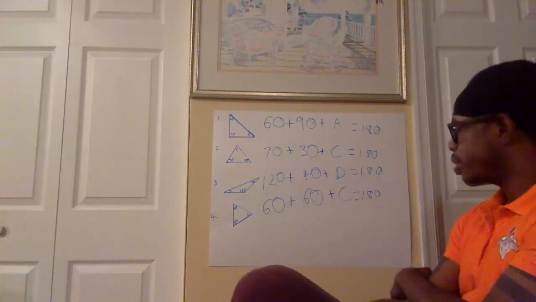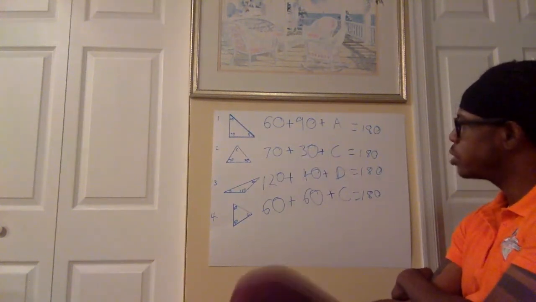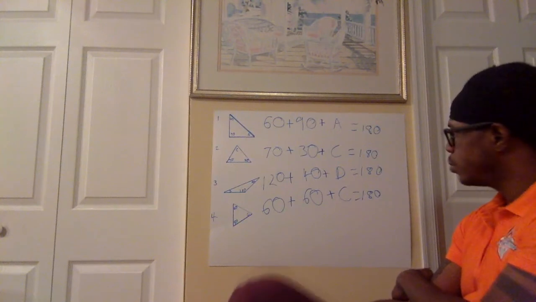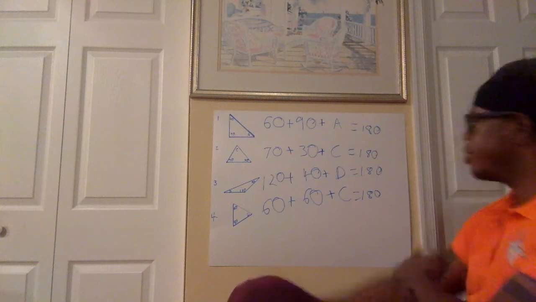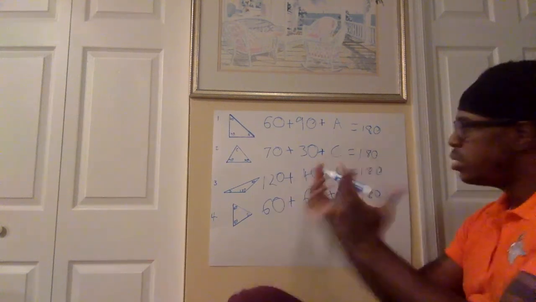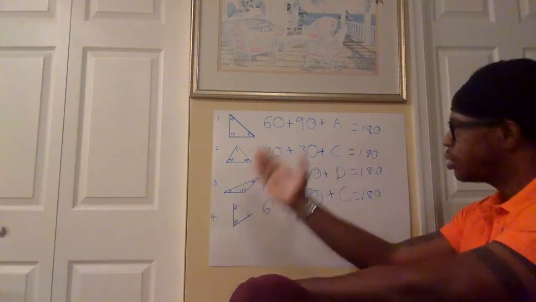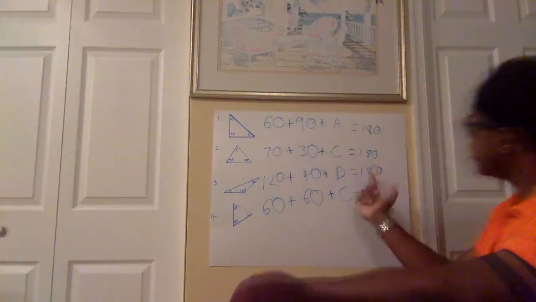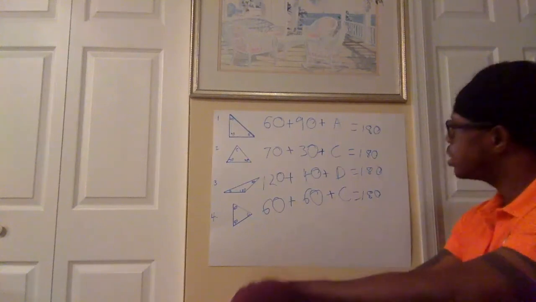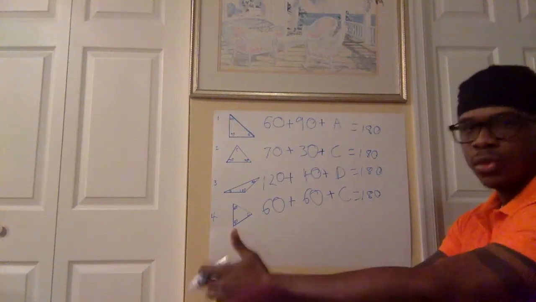Number 3, 120 plus 40. When you add those together, we're going to get 160. 160 plus D, you can't, you got to take it away from one side. When you take away from one side, you got to do the same thing on the other. 180 minus 160. D is going to give you 20.